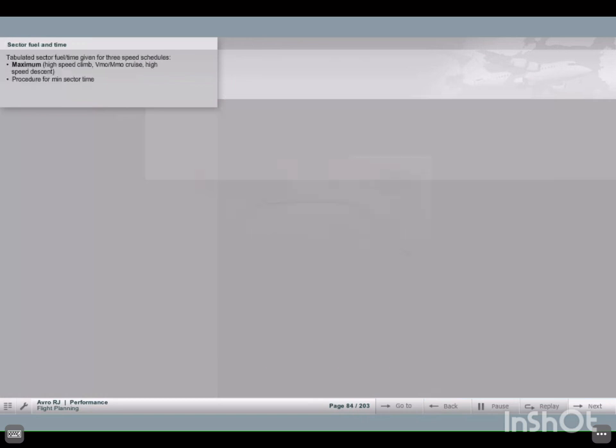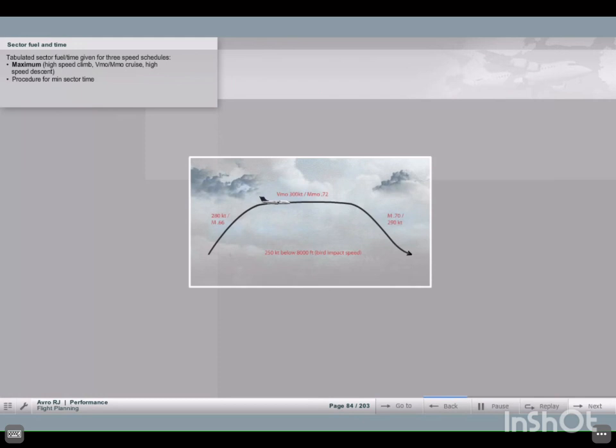Tabulated sector fuel and time data is given for 3 procedures: maximum speed, based on high-speed climb, cruise at VMO, MMO, or maximum cruise thrust, and high-speed descent. This procedure is intended to give minimum sector time.